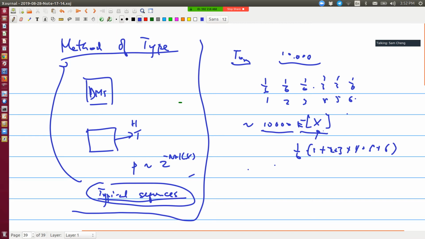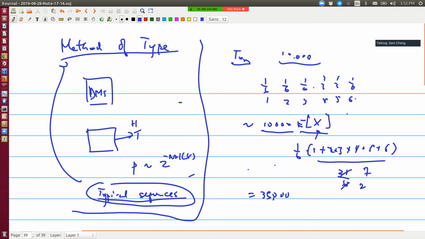And that would be just 1/6 plus 2/6 plus 3/6 and so on, right? And this would be 7 times 3, so 21/6, right? And 21/6 is 3.5, right? So the expected sum is 35,000, right?